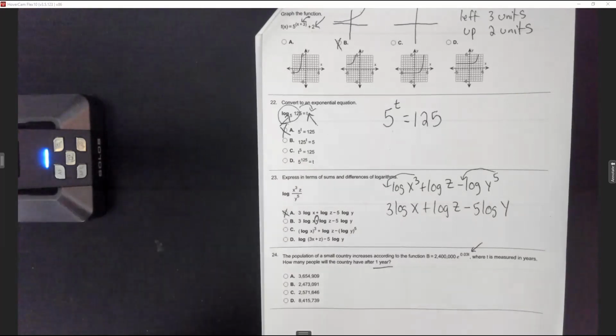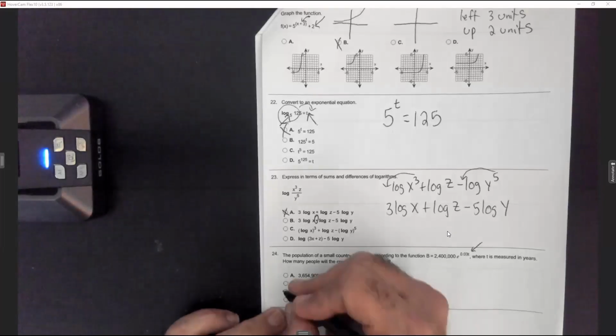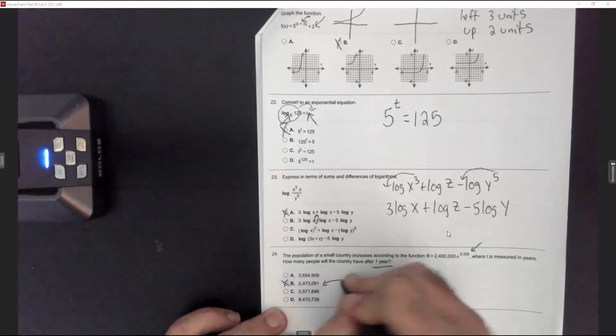Now it's an increase, and so your population better go up. Rounding this to the nearest person, looks like 2,473,09. Since that zero's got an 8 after it, I'm going to make that a 91. So y'all come over here. And the one that matched that answer that I got was a 91 would be B.